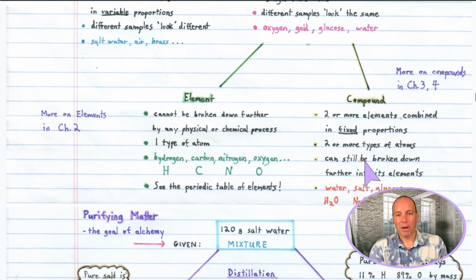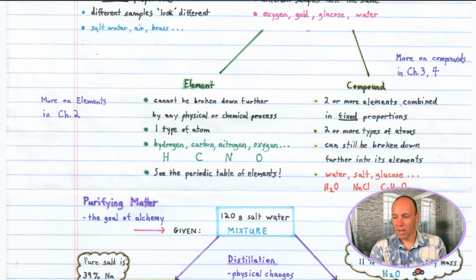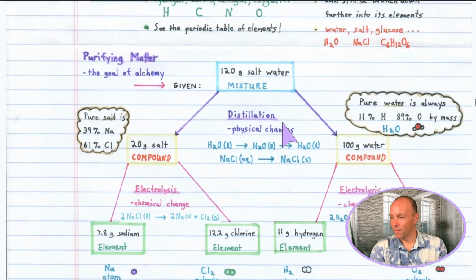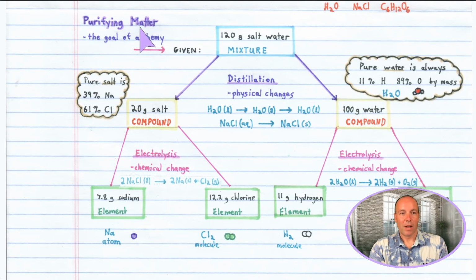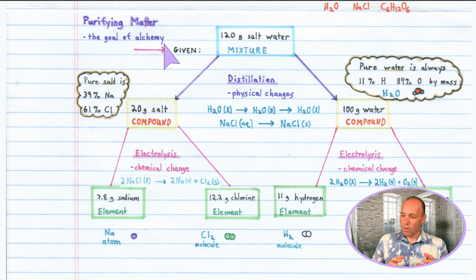I think we can get a better handle on it if we go through a simple exercise, which I like to think of as the goal of alchemy. So here we go. This is an exercise in purifying matter. Now, this is the goal of alchemists. And if you have heard of alchemists or alchemy, but you don't quite know what it is or who they were, they were a group of people on a mission to purify matter.